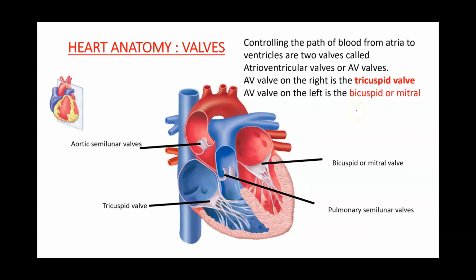Okay, now notice that between the atria and the ventricles, we have these thick valves made of connective tissue. Same thing on the left side, we have these thick valves. These valves are called the atrioventricular valves or AV valves.